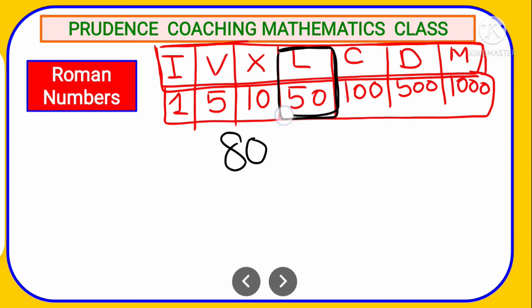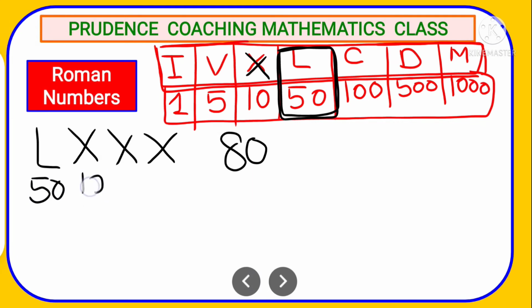My dear students, now you just tell me how you are going to write 80. So this one is 50. 50 plus 30 is 80. 50, 60, 70, 80. So first, this one is 50. If we add 10, we will get 60. Plus another 10, that is 70. Plus another 10, we will get 80. So this one is 50 plus 10, 60. Plus 10, 70. Plus 10, this one is 80.